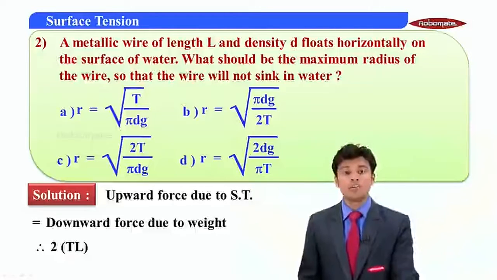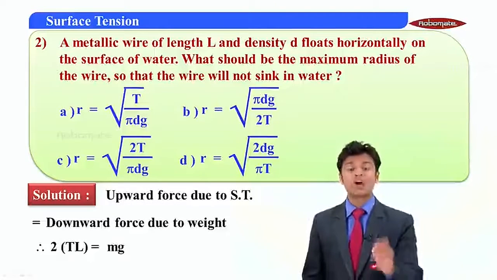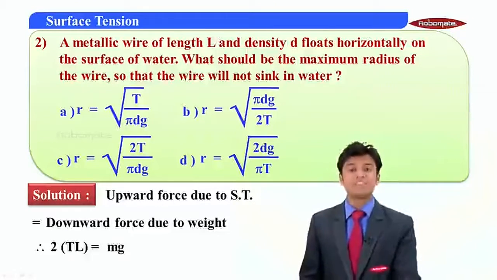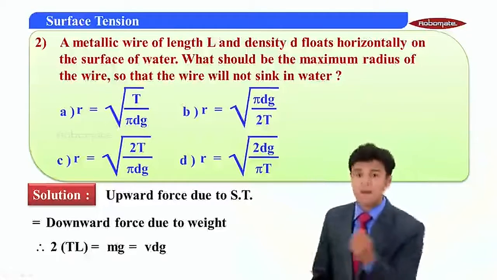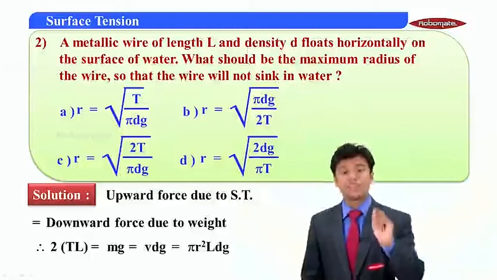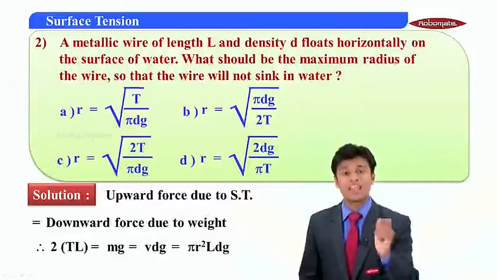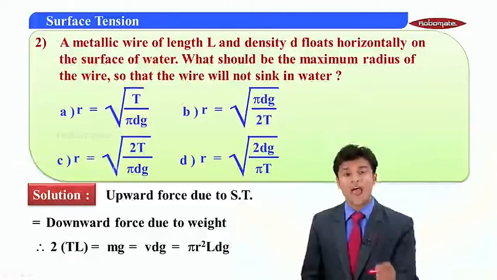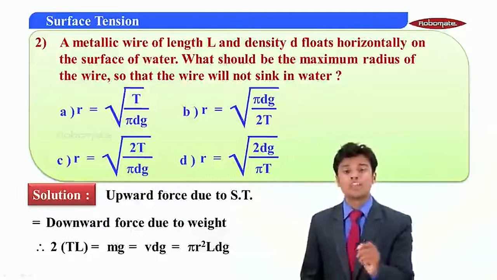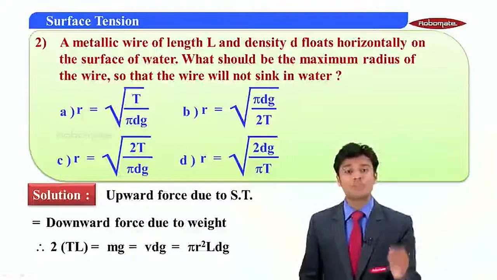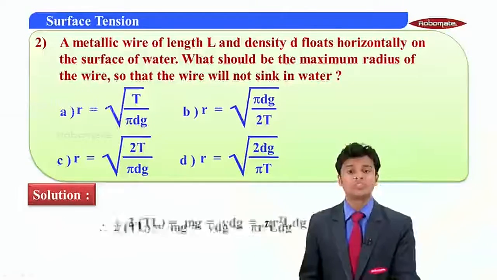So I have 2 into T into L is equal to the downward force because of weight, that is weight is equal to mg, and mass is equal to volume into density. So I replace m by V into D, and I replace V by area into length. The area of the wire is pi r square, and the length of the wire is given as capital L. So I say that 2 into T into L is equal to mg is equal to V times D into G is equal to pi r square into capital L into D into G.